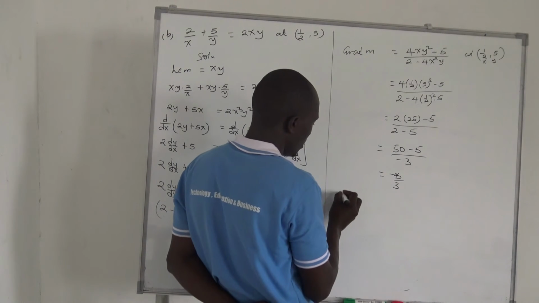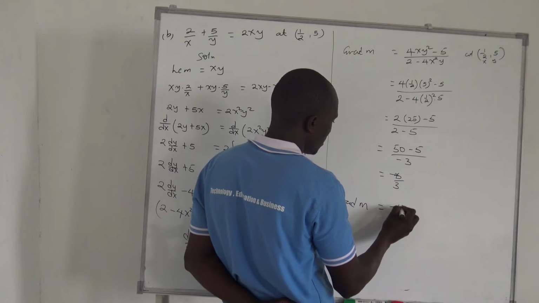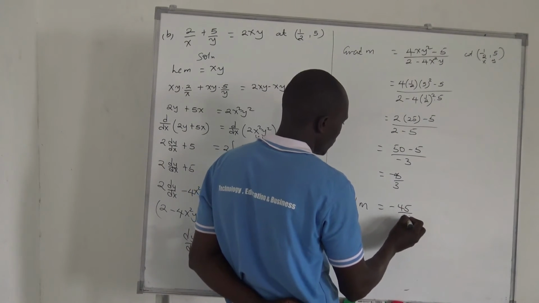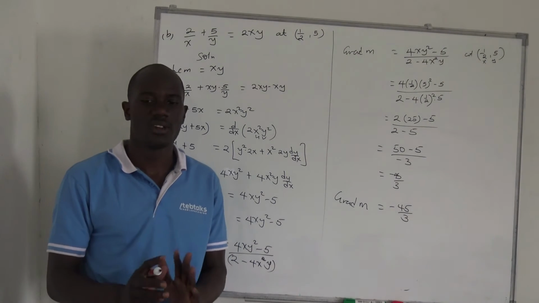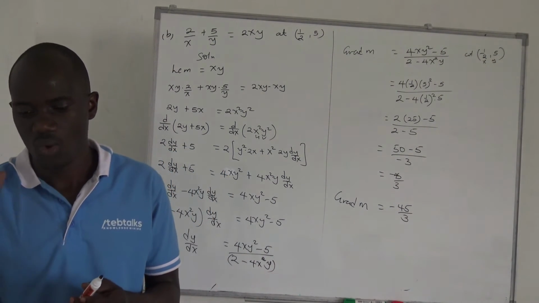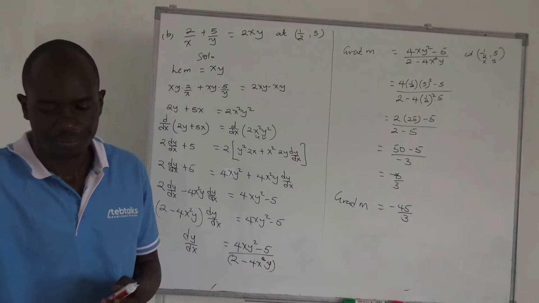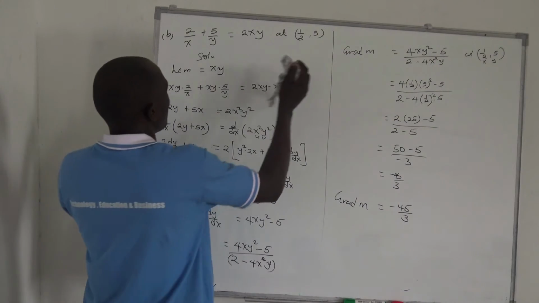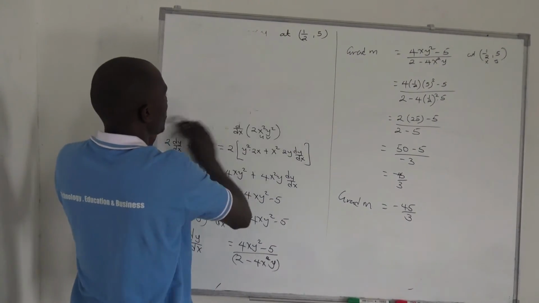So gradient m is negative 45 out of 3. So this is the gradient when you are given those parametric equations. That's how we handle such a kind of a number. So we are going to go to part C. We are now moving to part C.